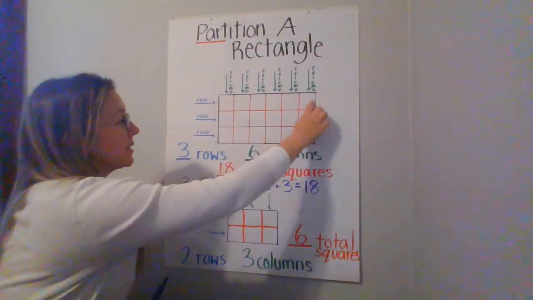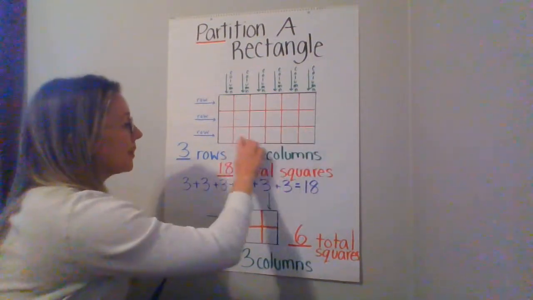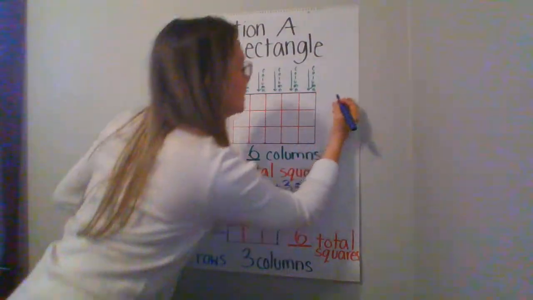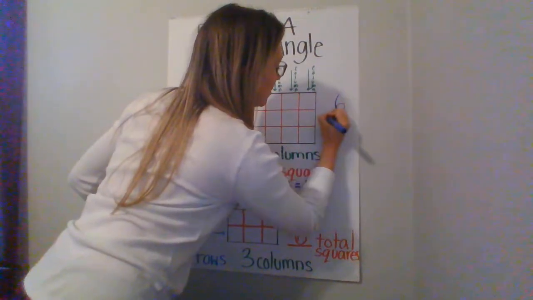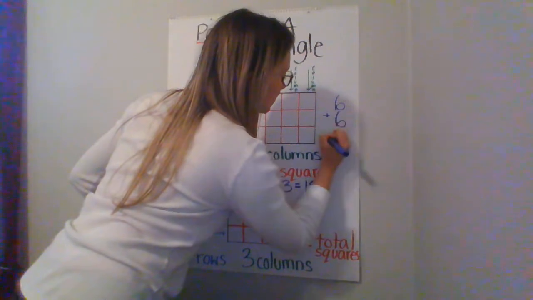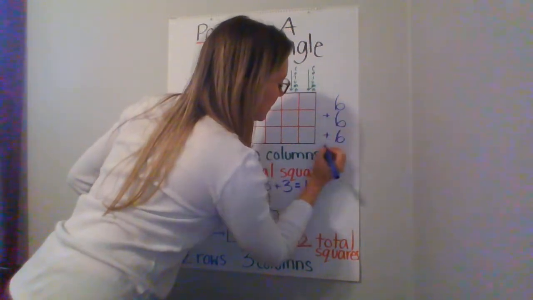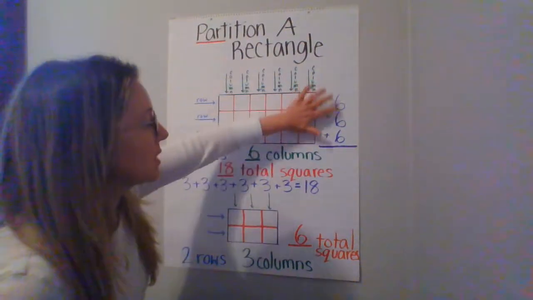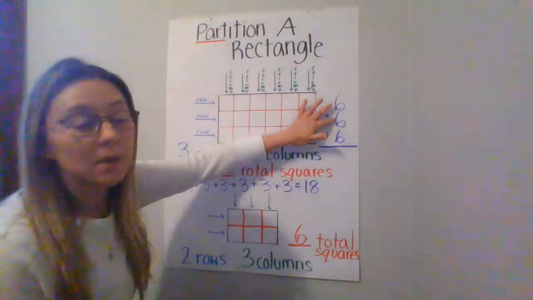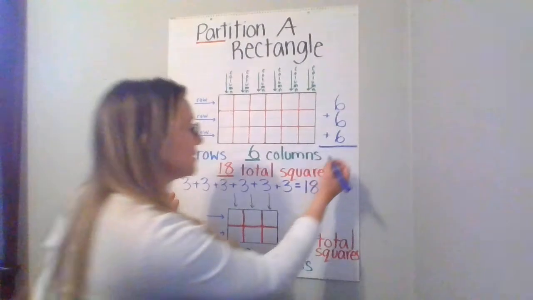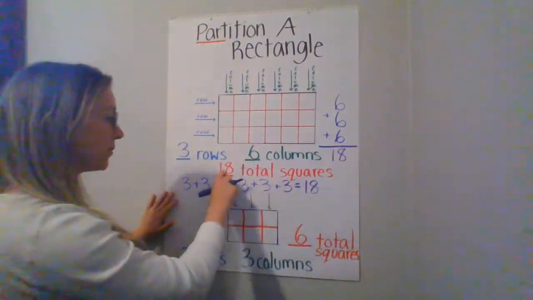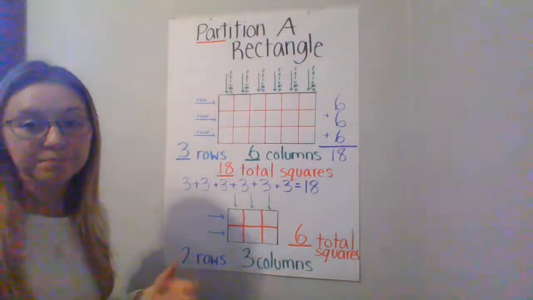And you can do 6 plus 6 plus 6. And we can do that going down the side, because 6 in this row plus 6 in this row plus 6 in this row. And I can add all of those together. So 6 plus 6 is 12. 12 plus 6 is 18. Either way we do it, we get the same number.